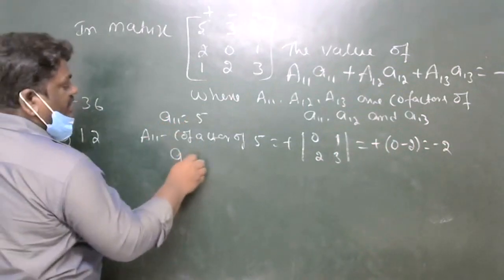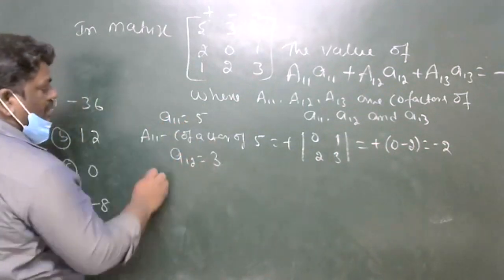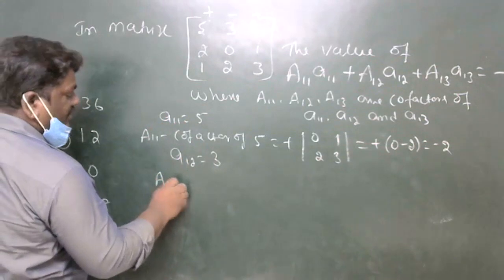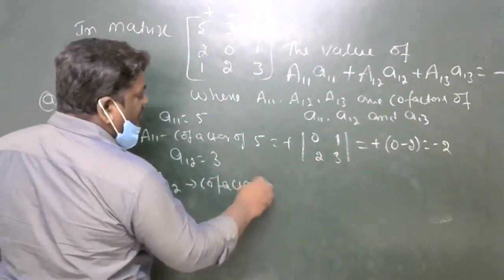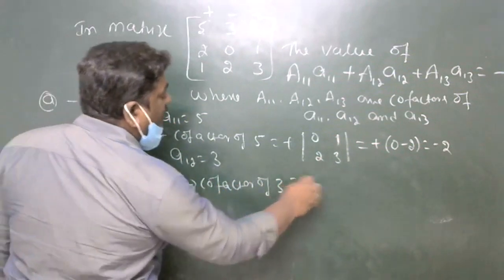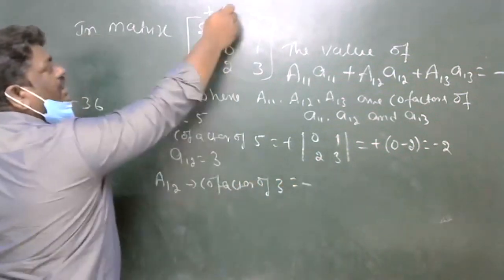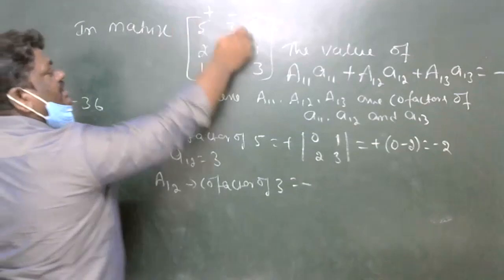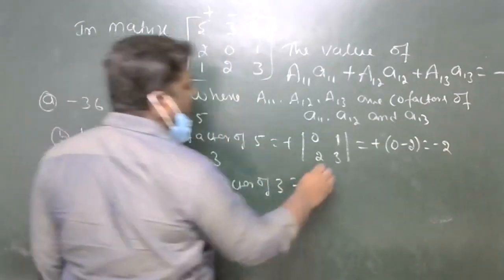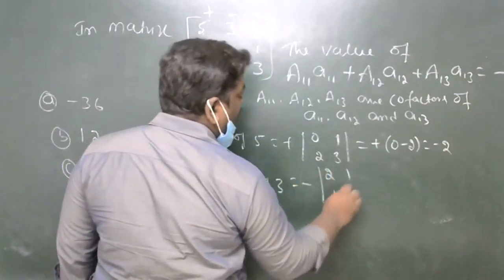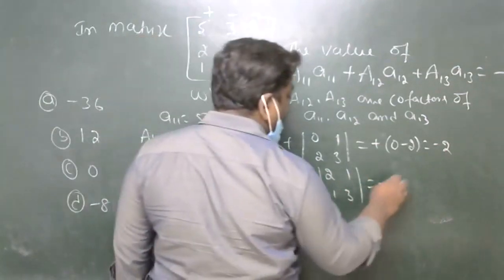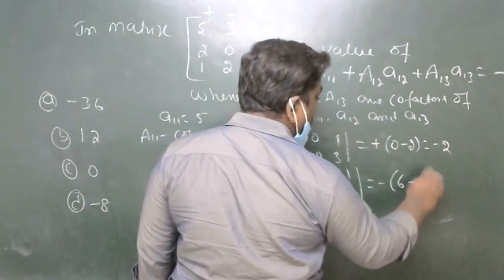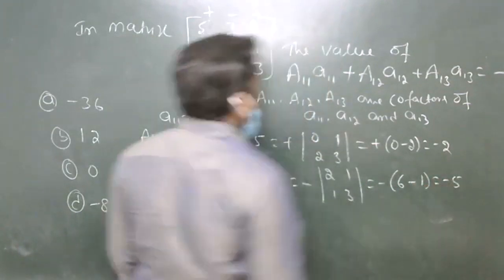Next, a12 is equal to 3. So A12, that means cofactor of 3 is equal to minus of. Leave the elements which are coming in the same column and same row. 2, 1, 1, 3 will remain. So is equal to minus of 2 into 3 is 6 minus 1 into 1 is 1. You are going to get minus 5.